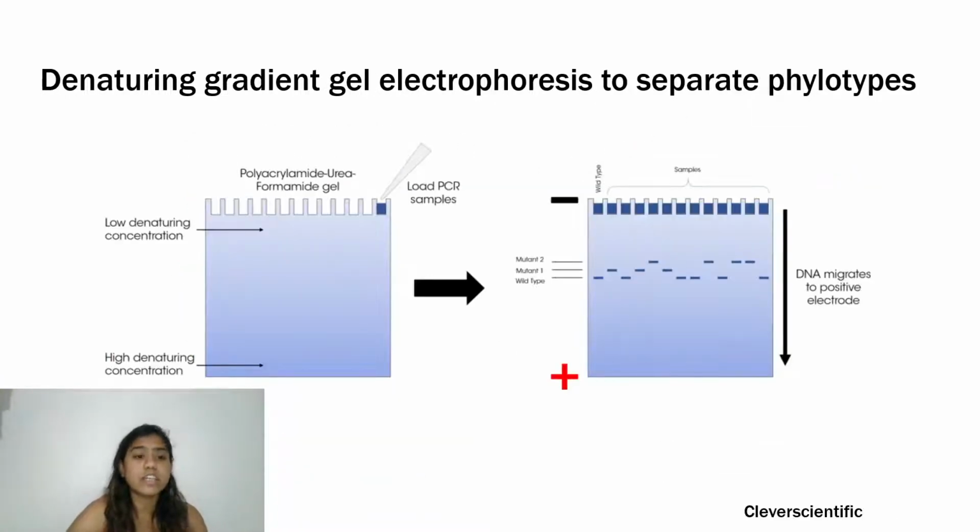Yes. So here we cast a gel. Instead of the agarose gel that I had mentioned in the previous electrophoresis, here it is a polyacrylamide urea formamide gel. So this is what creates this denaturing concentration. At these different regions of the gel, the concentration of urea is different. It changes from a lower concentration and goes on to increase to a higher concentration.